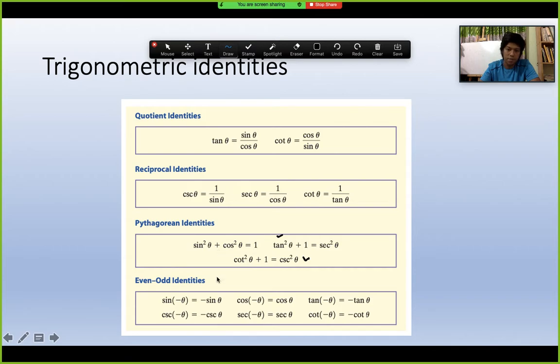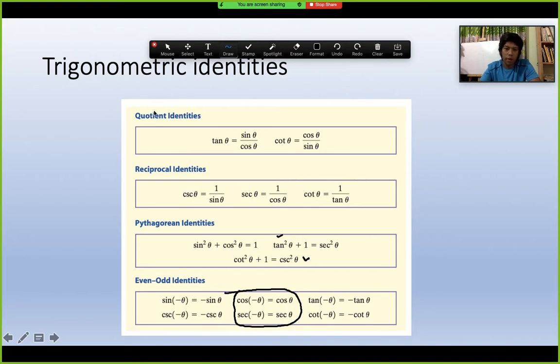Even odd identity: sine of minus theta equals minus sine theta. Only cos is an even function and the others are odd functions. That's why their negative still remains in the given form, so we cannot change them. It changes only for cos theta because it is an even function. That's why.